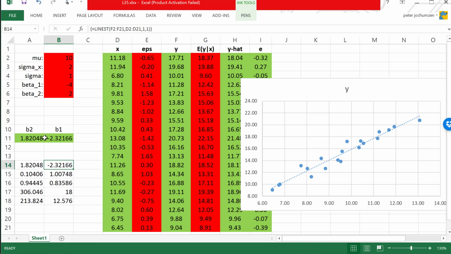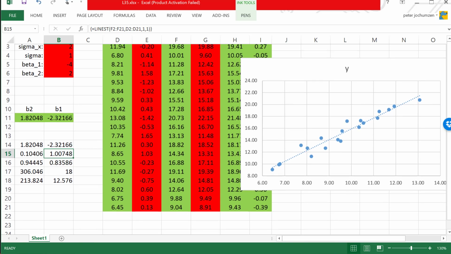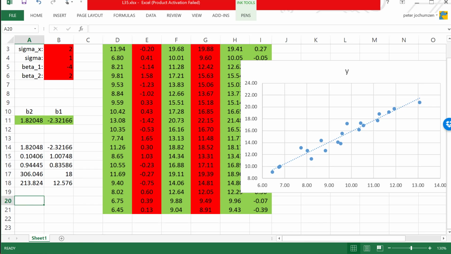So we have B2 and B1, just like above. And below that, we have the standard errors. So this is the standard error of B2. This is the standard error of B1. So it's very easy to calculate the t-value for the statistic.